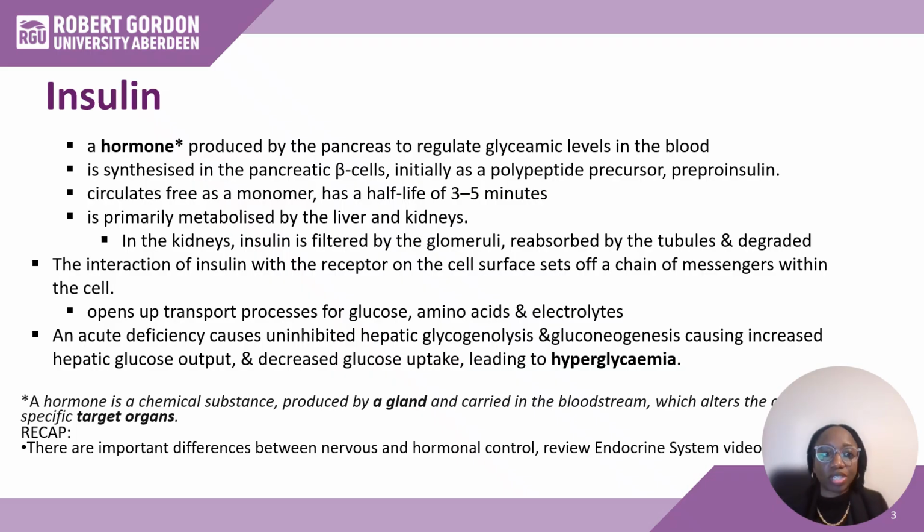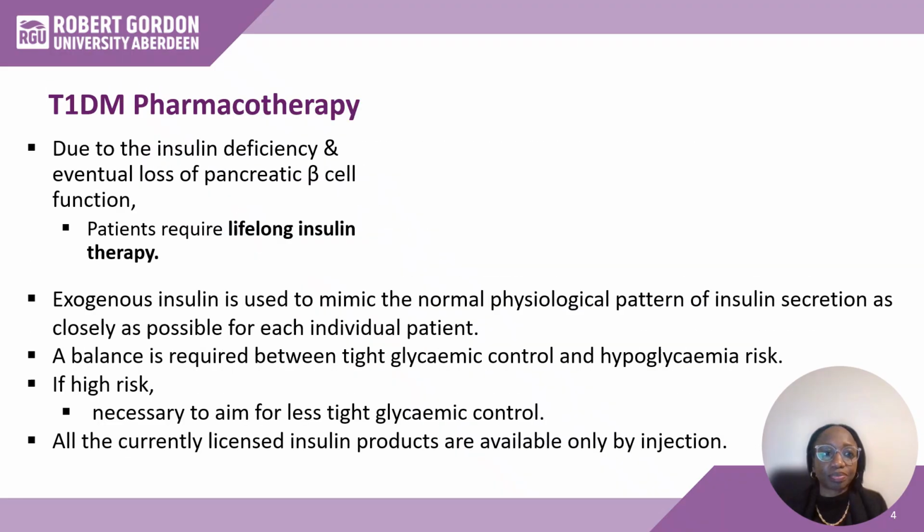The interaction of insulin with the receptor on the cell surface sets off a chain of messengers within the cell, opens up transport processes for glucose, amino acids, and electrolytes. An acute deficiency causes uninhibited hepatic glycogenolysis as well as gluconeogenesis, causing increased hepatic glucose output and increased glucose uptake, leading to hyperglycemia. At the bottom here, I've just put a reminder of what a hormone is, as well as the differences, like we covered in part 1 of this series.